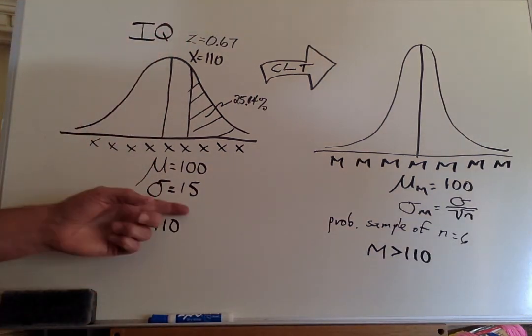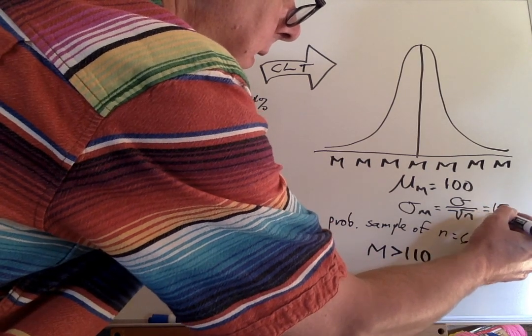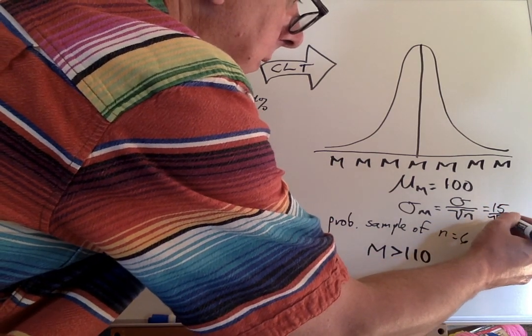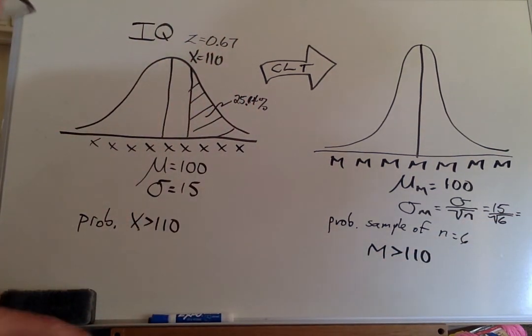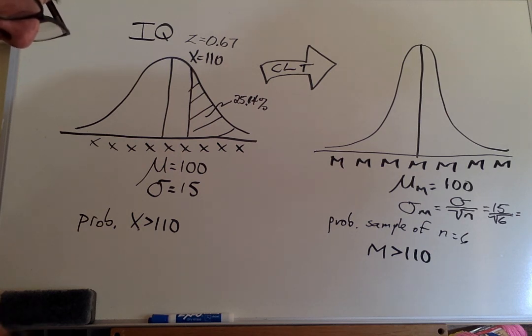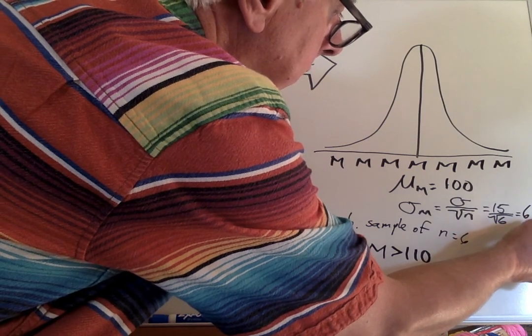Well, I have the original standard deviation, 15 divided by the square root of 6. So let's do that, okay? Square root of 6, 2.45. So 15 divided by 2.45, 6.12.